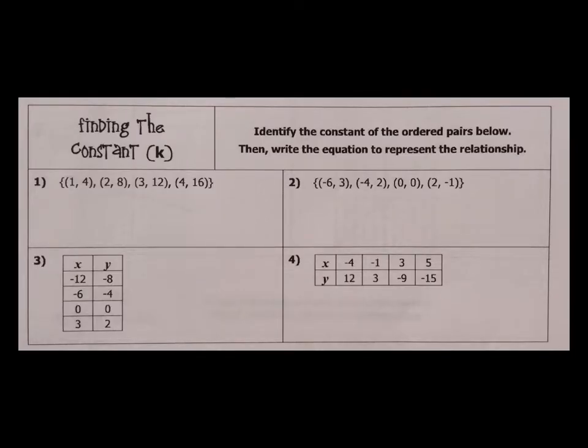Finding the constant from ordered pairs will be what we're looking at first. We want to identify the constant of the ordered pairs, and then we're going to write an equation to represent that relationship. I'm going to do numbers 1 and 3 with you, and then I'll give you a minute to do 2 and 4 on your own, or you'll pause the video to do 2 and 4 on your own.